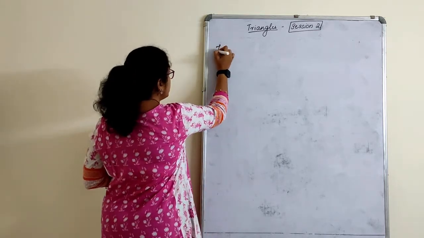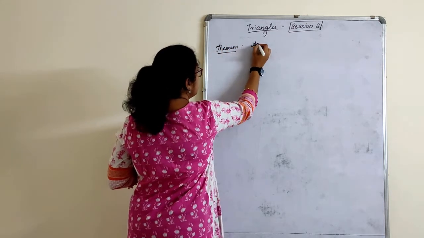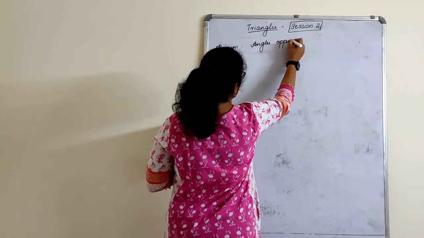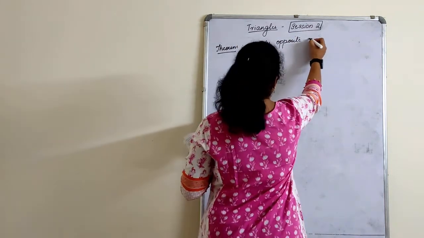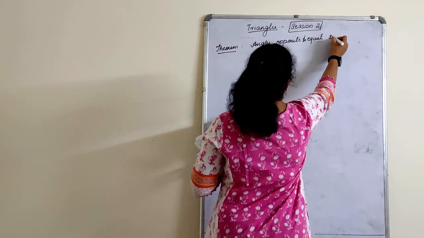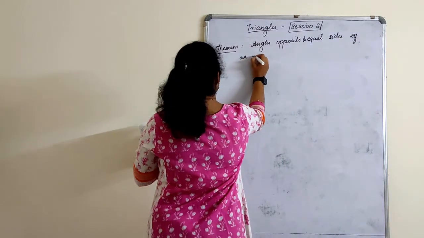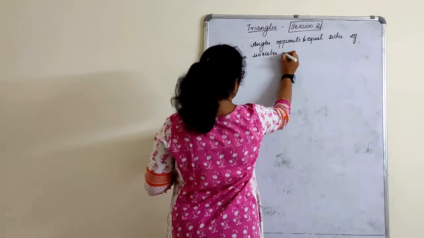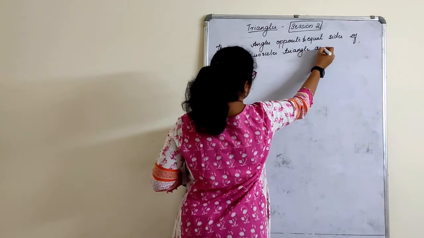So the theorem tells here that: prove that angles opposite to equal sides of an isosceles triangle are equal.